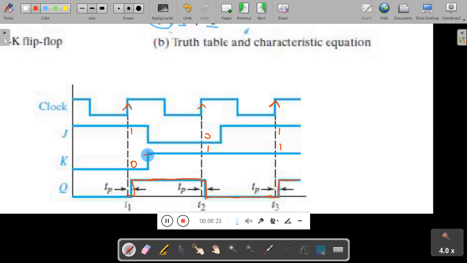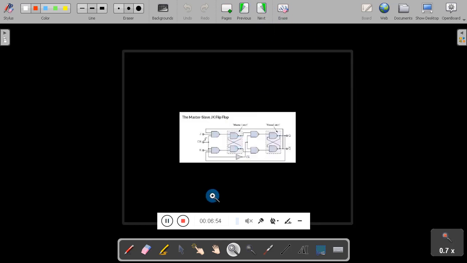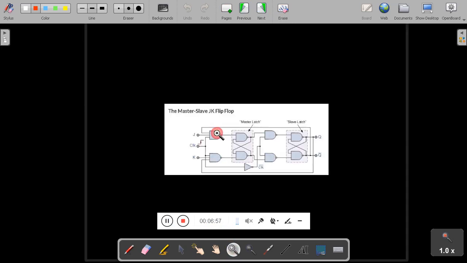Now we'll see JK master and slave. Actually, you can design JK with two flip-flops, master and slave, as shown here. JK is the modified version of SR in order to avoid two design related problems in SR. One is called the racing condition, and the other is when S and R are 1, it leads to an unexpected state or illegal condition. So this diagram shows the JK master slave.